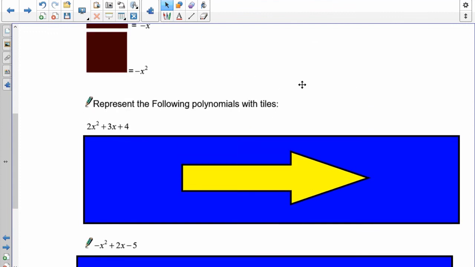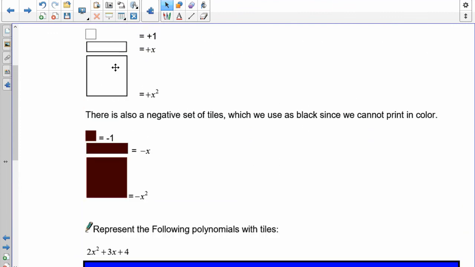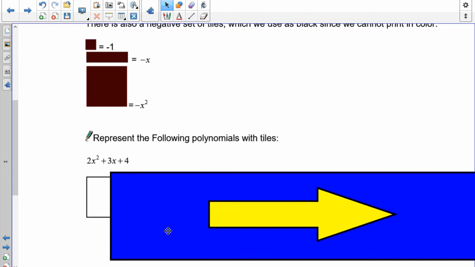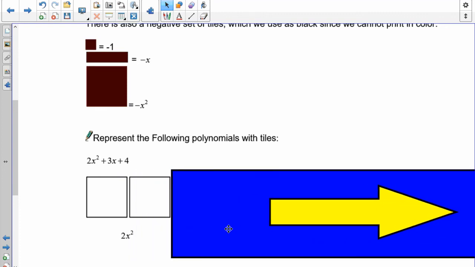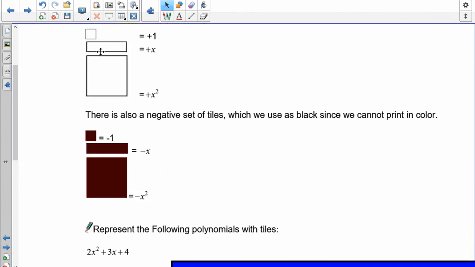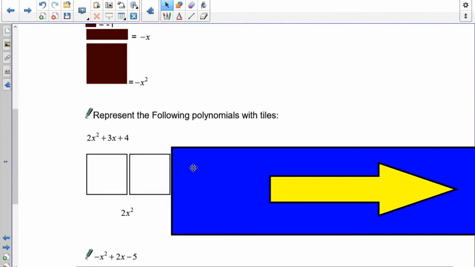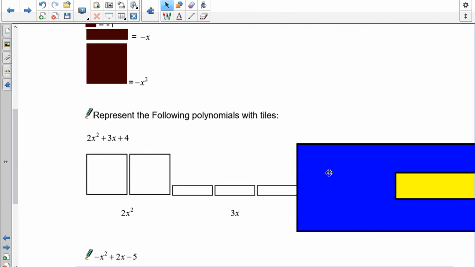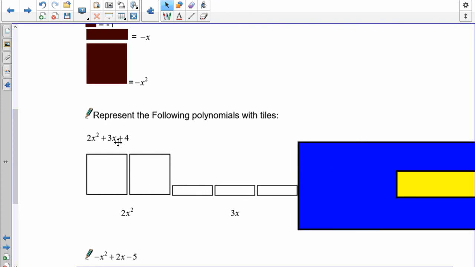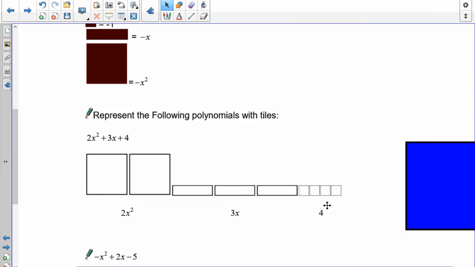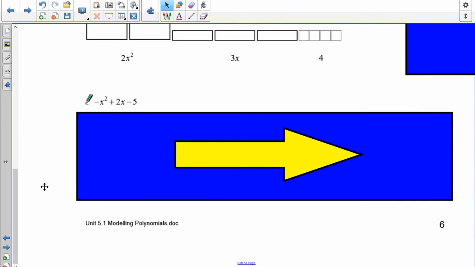2x squareds. Well, I go back up here and I'll say, okay, an x squared is a large square, so the first thing I need to do is create the 2x squareds, 2 of them. 3x's, so I need to have 3 rectangles. There's your 3x. And of course 4 means I have to have 4 ones. So there you go. 2x squareds plus 3x's plus 4 ones. Okay, pause the recording and I want you to try this one.